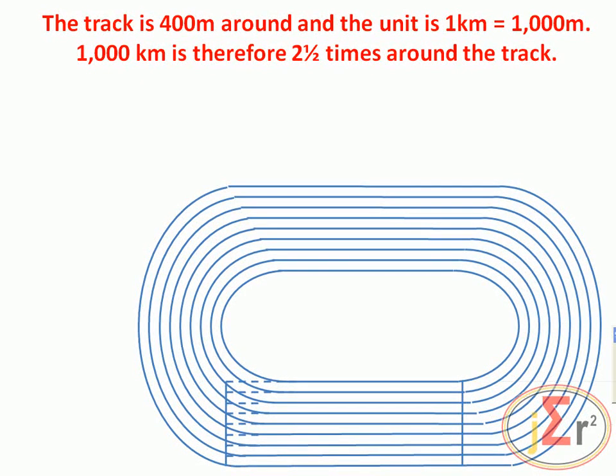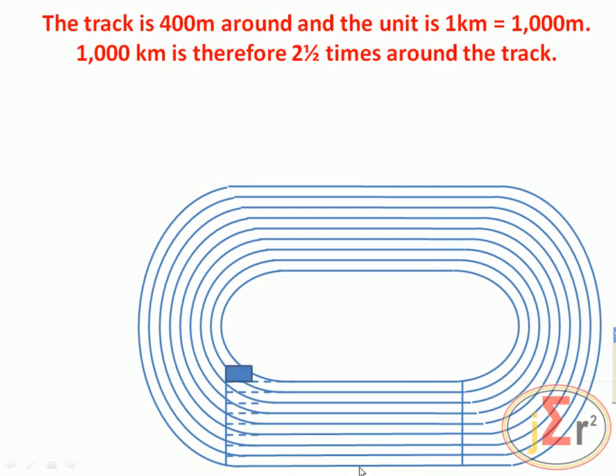So the track is 400 meters all the way around. And the unit that we are talking about is a kilometer, which is 1,000 meters. 1,000 meters is therefore 2.5 times around the track.